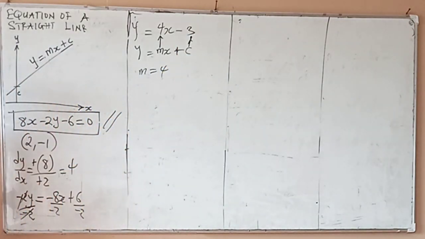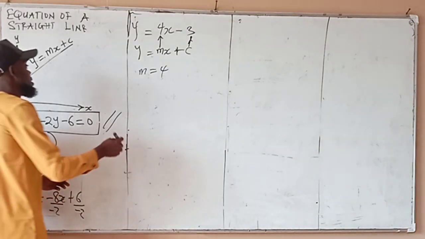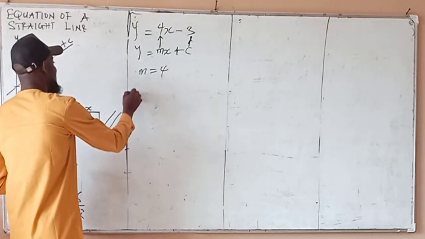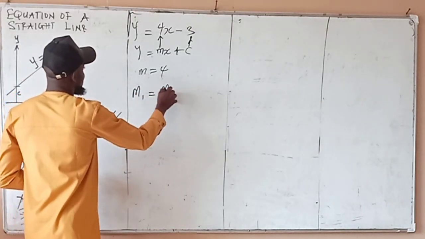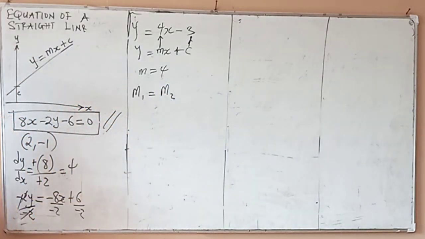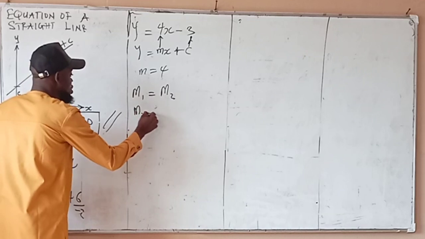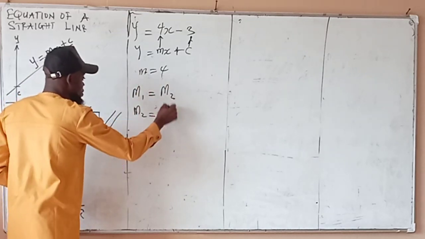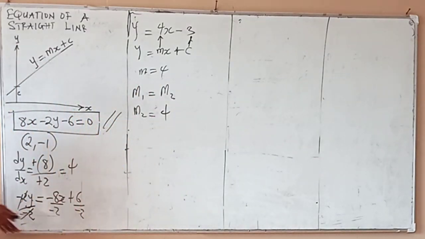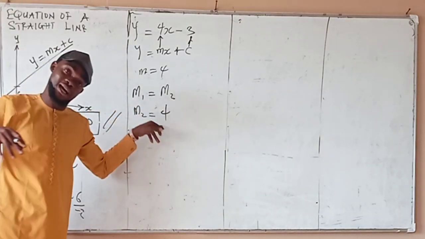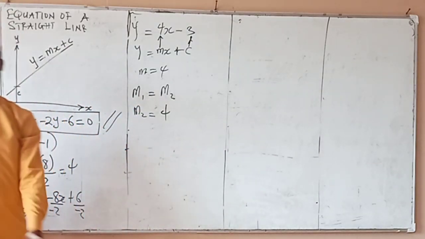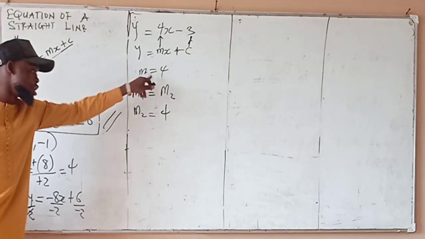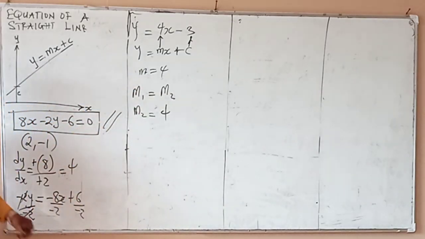Recall that for two parallel lines, m1 is equal to m2. Both gradients will be the same. Because this line is parallel to this one, the gradient m2 that you're going to use will be equal to the gradient we found for this one, which is 4. But for a perpendicular line, it will be minus 1 over the gradient of this particular line. For parallel, you still use the same gradient.